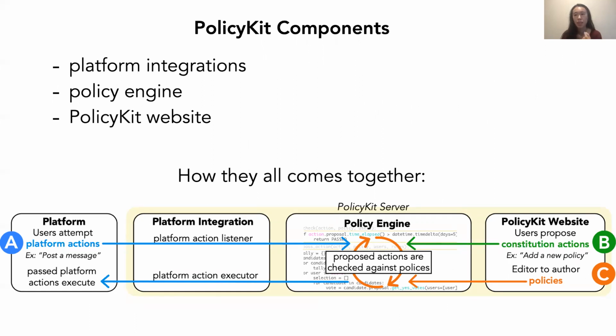PolicyKit also has a policy engine. This is a long-running process that takes in actions that are proposed and checks them against existing policies, as I mentioned. Finally, we have a PolicyKit website, and on that website, we have a user interface for users to propose constitution actions. And we also have a code editor for users to actually author policies.